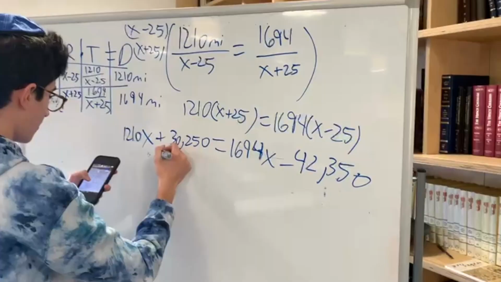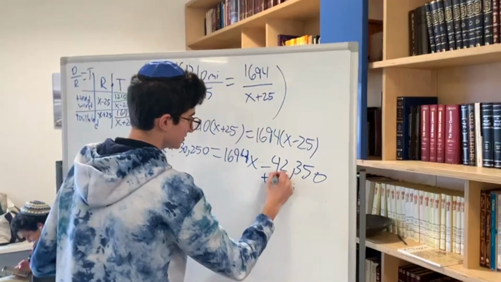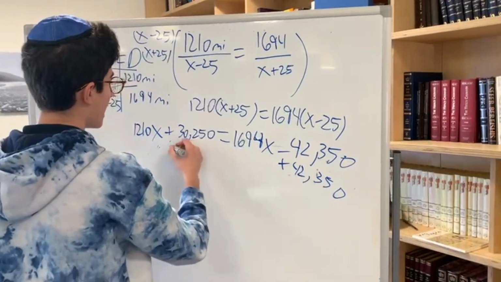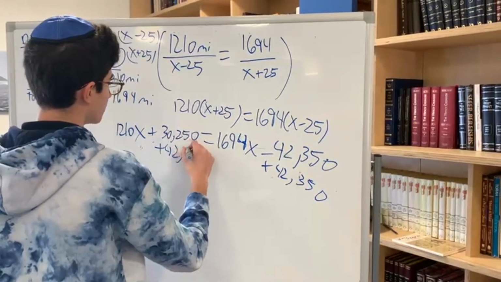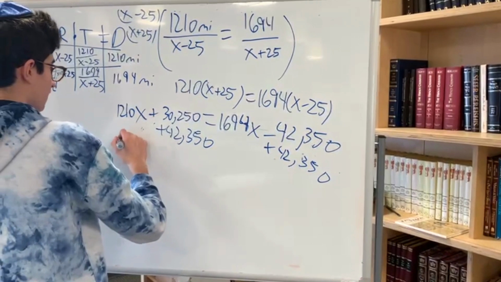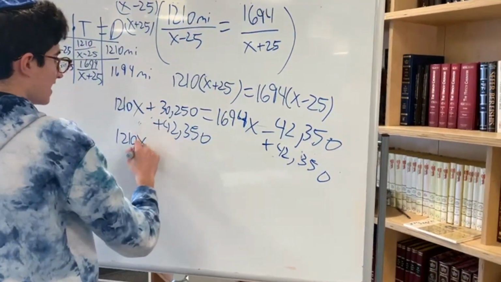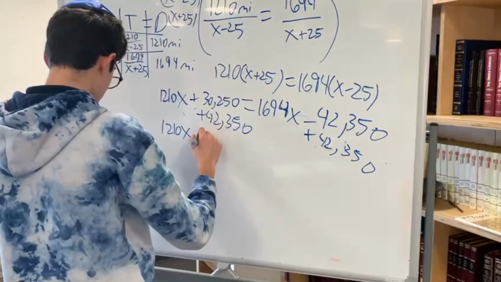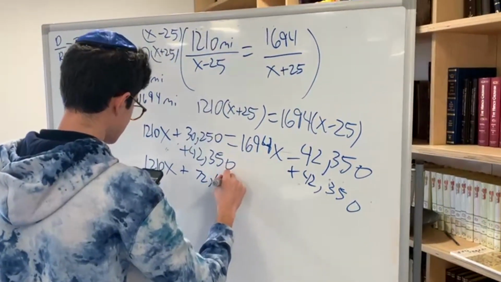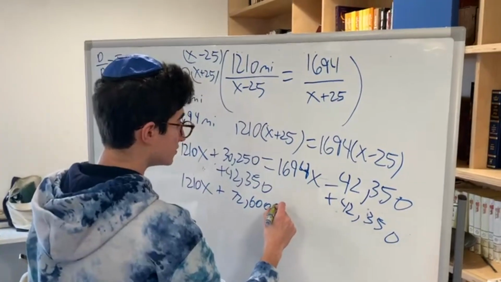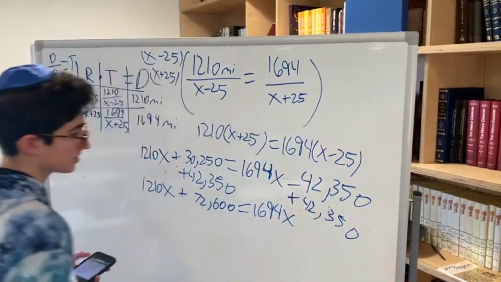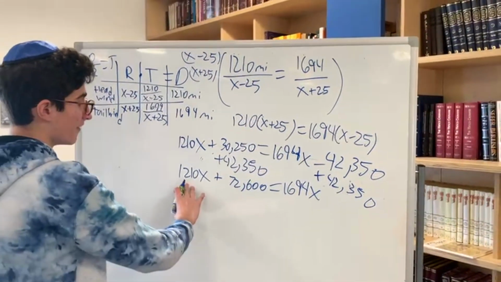So we're going to add 42,350, because it's a negative over here, and we add it to this side too. Now this is gone, and it goes on this side. So now we have 1,210x plus 72,600 is equal to 1,694x.